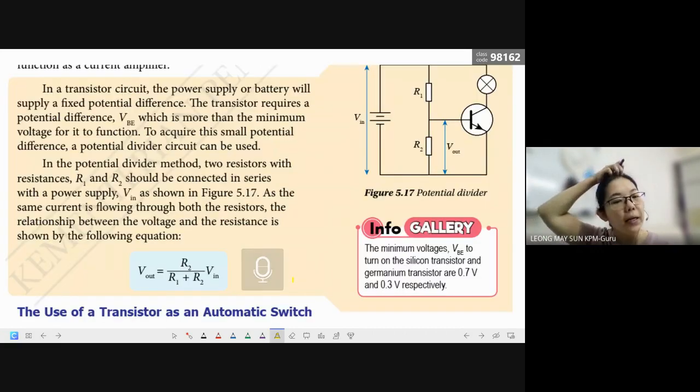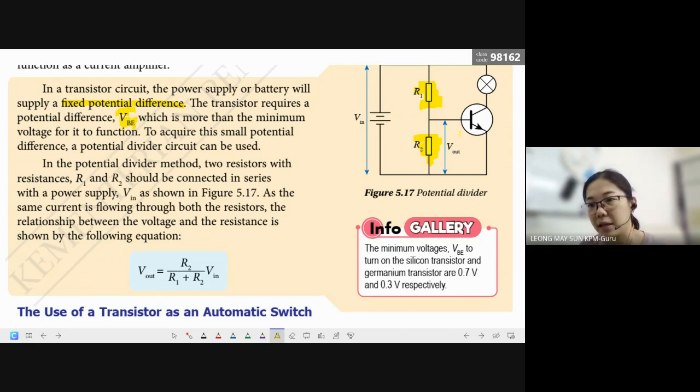Okay, let's proceed. Now, this is the potential divider, transistor as a potential divider. A transistor can act as a potential divider if the power supply or battery supplies a fixed value of potential difference, provided that the resistor is placed like this with the transistor. Here the transistor requires a potential difference of VBE, the potential difference across the base circuit.